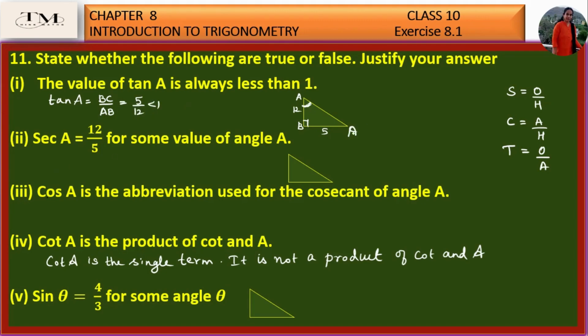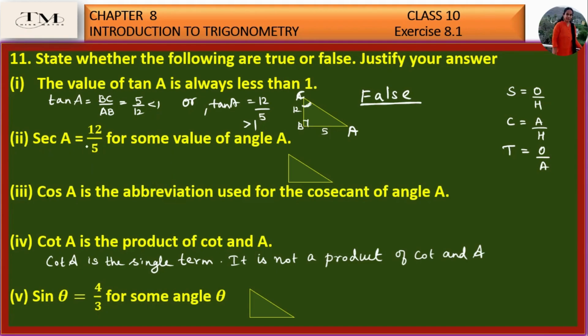So this is less than 1. Suppose this is angle A and this is angle C. Now what will happen? Opposite side will be 12 and adjacent side will be 5, so tan A will be 12 by 5. So this is greater than 1. So tan A will not always be less than 1. So the answer is false. This is the answer for the first problem.